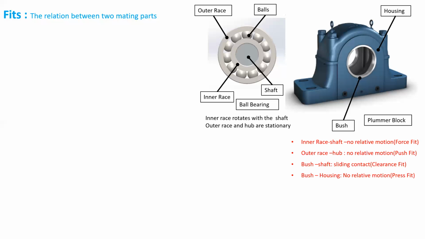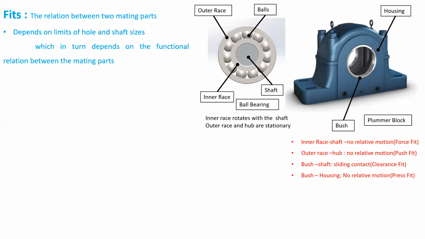It will be fitted using a hydraulic or a pneumatic press, because the outer dia of the bush will be bigger than the inner dia of the housing. So how do we ensure different categories of fits? The fits basically depend on the limits of hole and shaft sizes, which in turn will depend on the functional relationship between the mating parts.